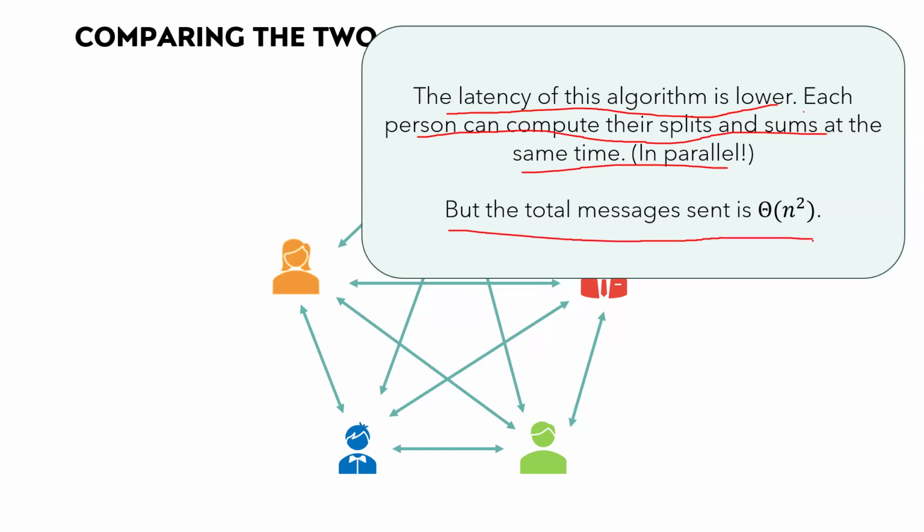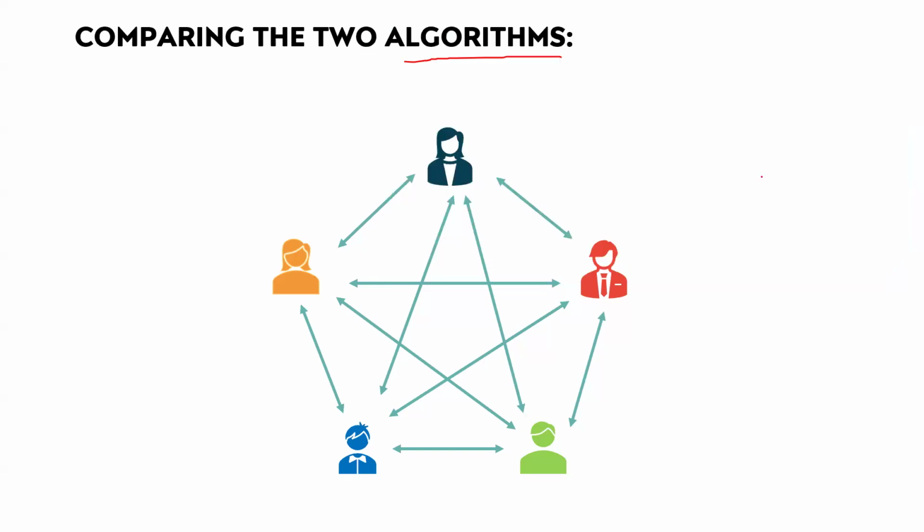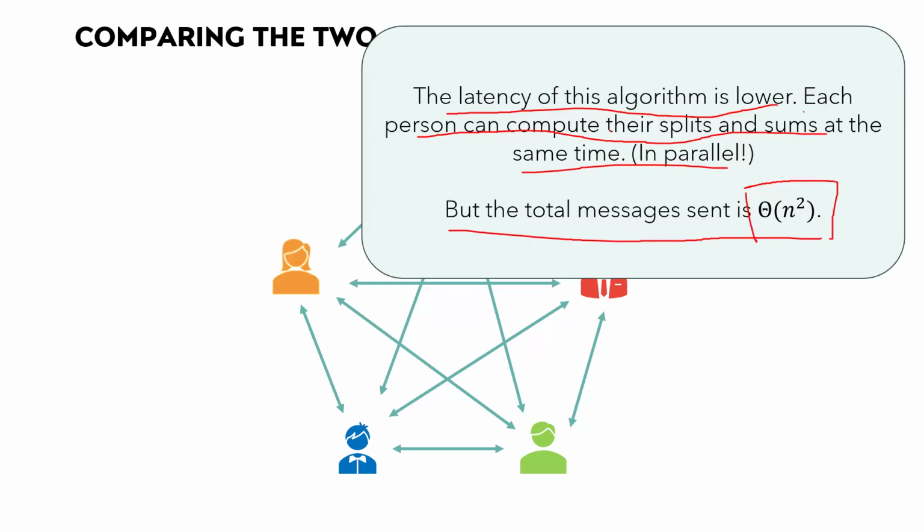But the trade-off here is that the total messages sent is Θ(n²), right? So if you don't remember why, think about it this way. This is a complete graph. A graph with n nodes has on the order of n² edges. So it stands to reason that the total messages sent is basically n².